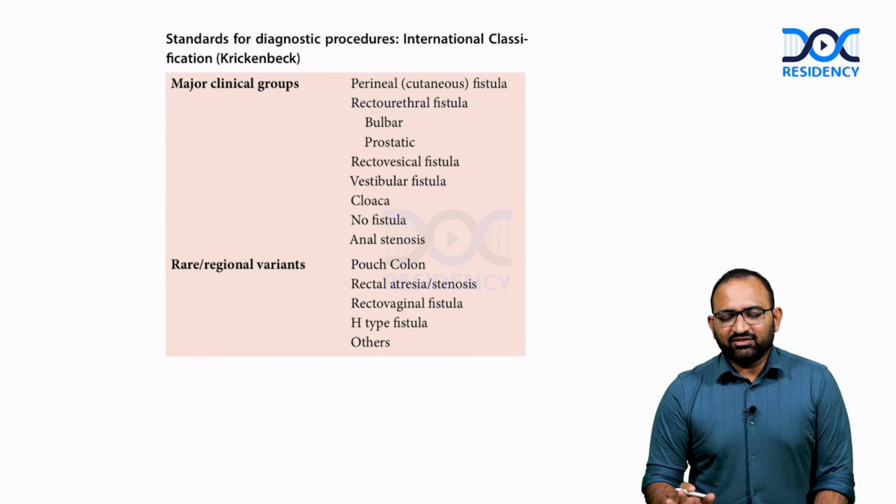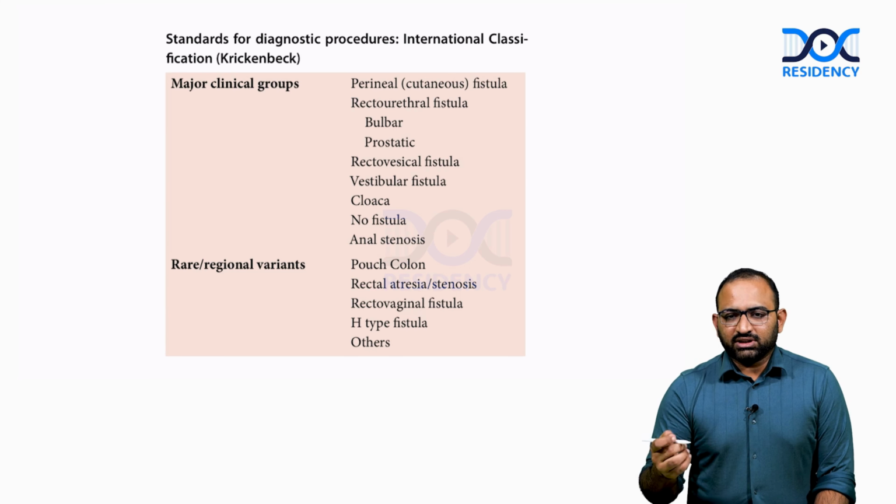Cloaca again is seen only in females, where there is only a single perineal opening seen between the labia. The single opening houses the urinary system, the exit for the vagina, and the exit for the rectum.